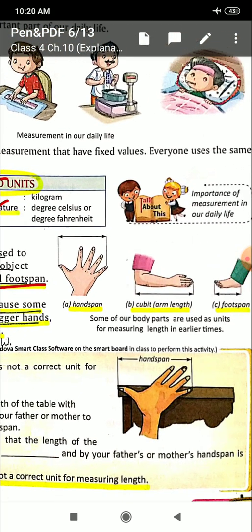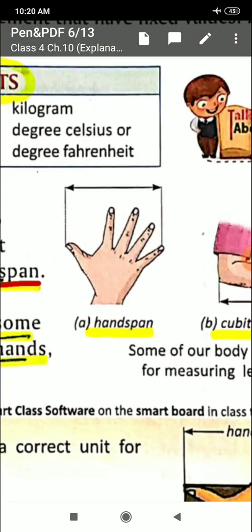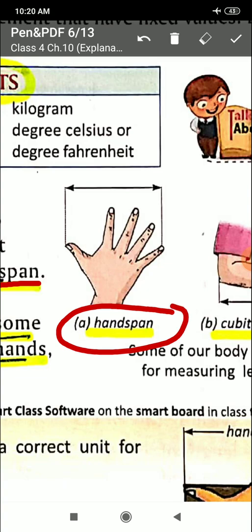Like you can see here, first of all, this is the hand span. The distance between the tip of the thumb and the tip of the little finger is your hand span. You can use hand span to measure the length of a table, whether it is your study table, center table or dining table.